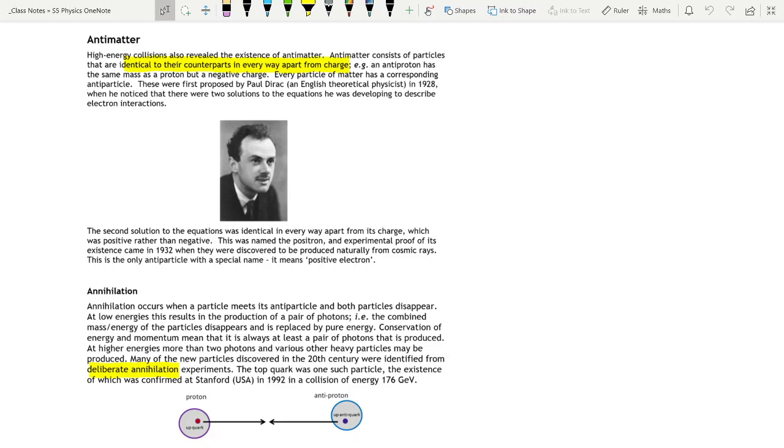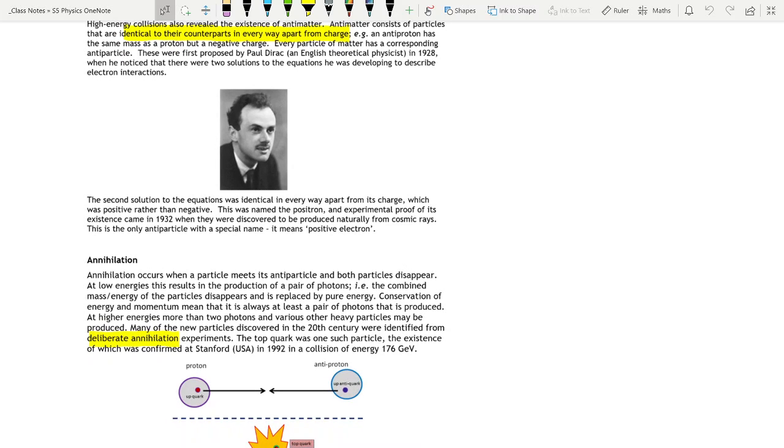These were first proposed by Paul Dirac in 1928, when he noticed there were 2 solutions to the equations he was developing to describe electron interactions. So all you need to know about antimatter is that they're exactly the same as matter, but with the opposite charge. So they'll get attracted to the opposite charge.